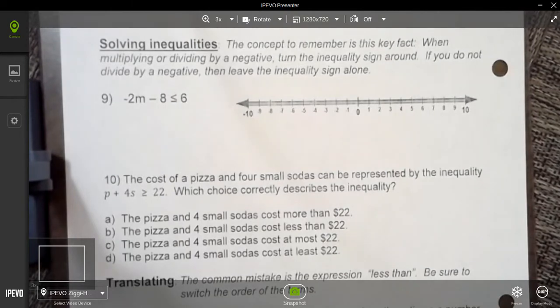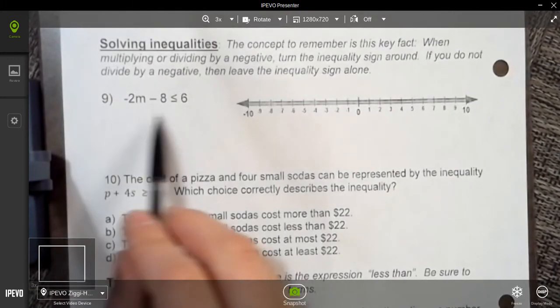Solving an inequality is very similar to solving an equation. Your goal, again, is to try to isolate the variable. One thing that we need to remember, though, is that our inequality symbol is going to switch anytime that we multiply or divide by a negative number. Adding, subtracting, that will always preserve the symbol. Multiplying and dividing by a positive number will preserve the symbol. But if you multiply or divide by a negative number, that's going to reverse your inequality symbol.